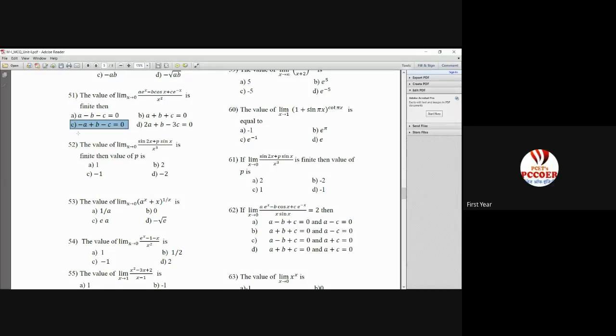Suppose this type of thing happens in your final exam, and you are not convinced that directly this is the answer. Actually, multiplying by minus sign, 0 is not going to get affected. So this is the answer of question number 51. But suppose you're not convinced.